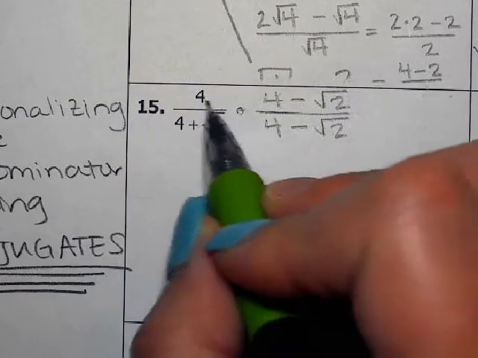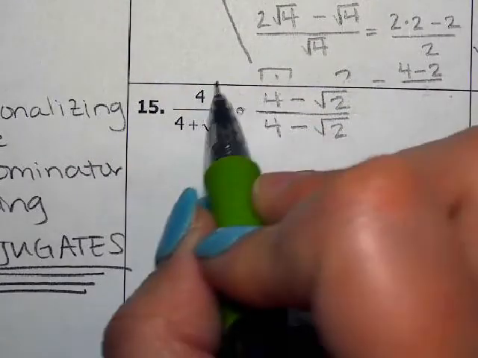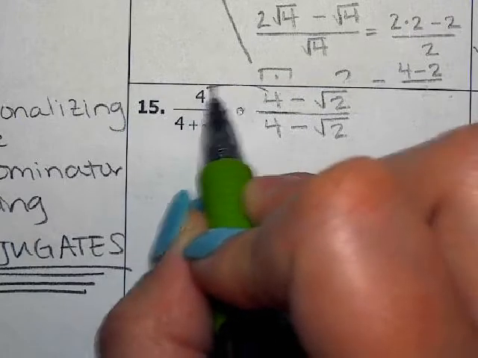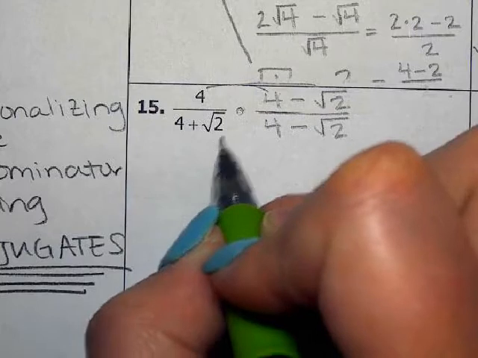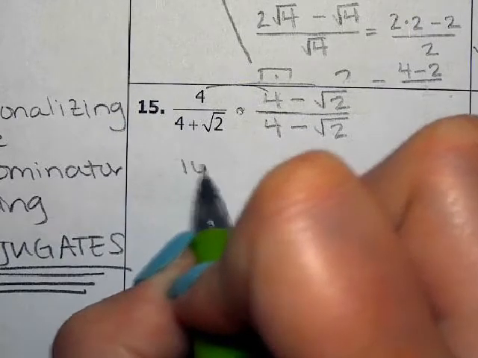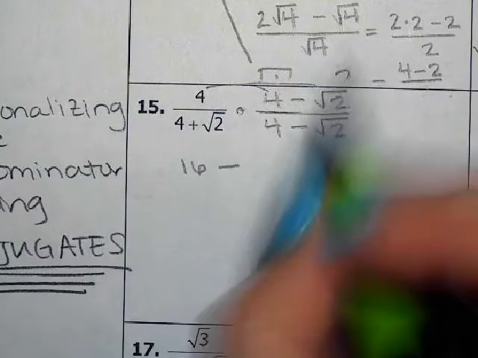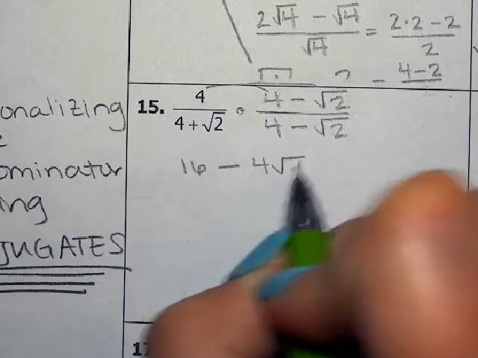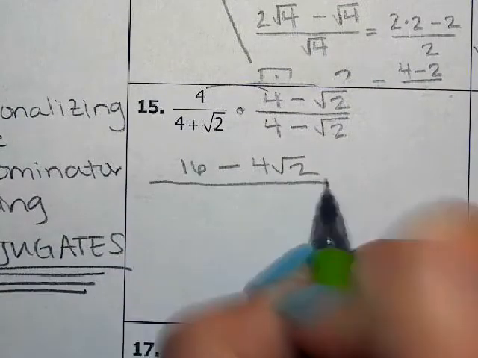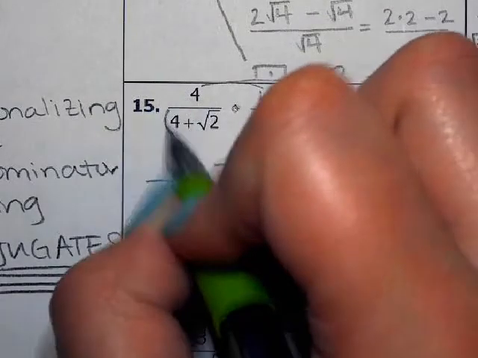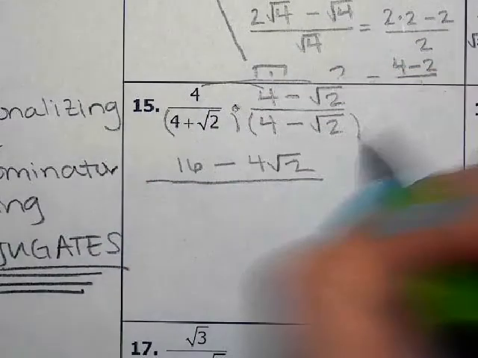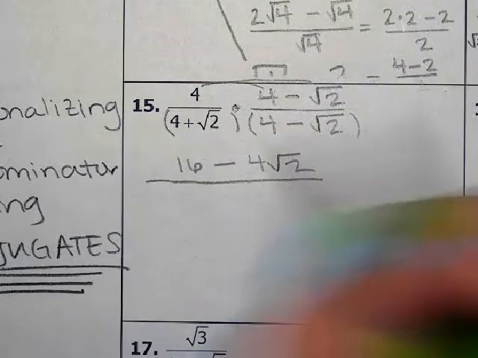Okay. So the top works out pretty nicely here. We're just going to distribute this 4. So on the top we have 4 times 4 is 16 minus 4 times root 2 is 4 root 2. Now the bottom, and this is going to happen for every problem, so just get over it now. The bottom we have to FOIL. I know, it's not fun, but we gotta get over it.